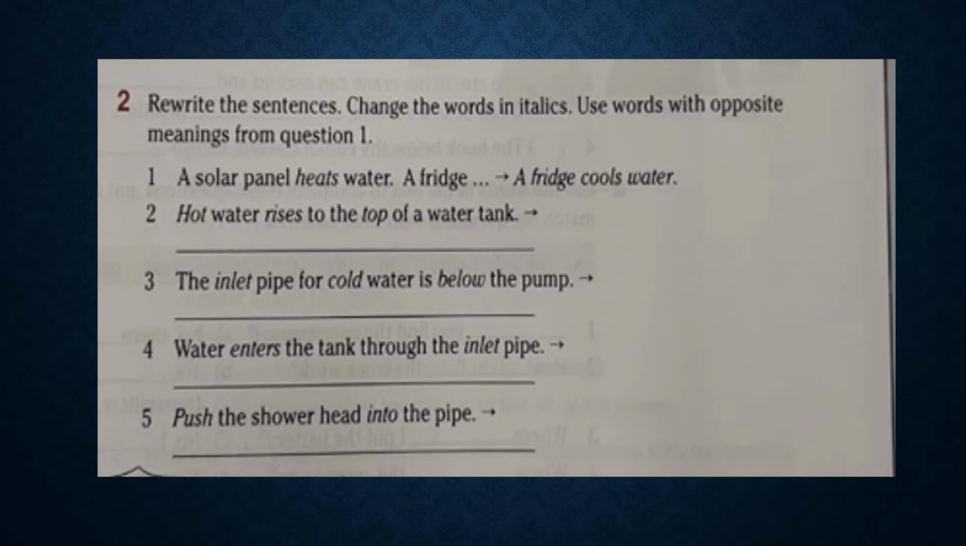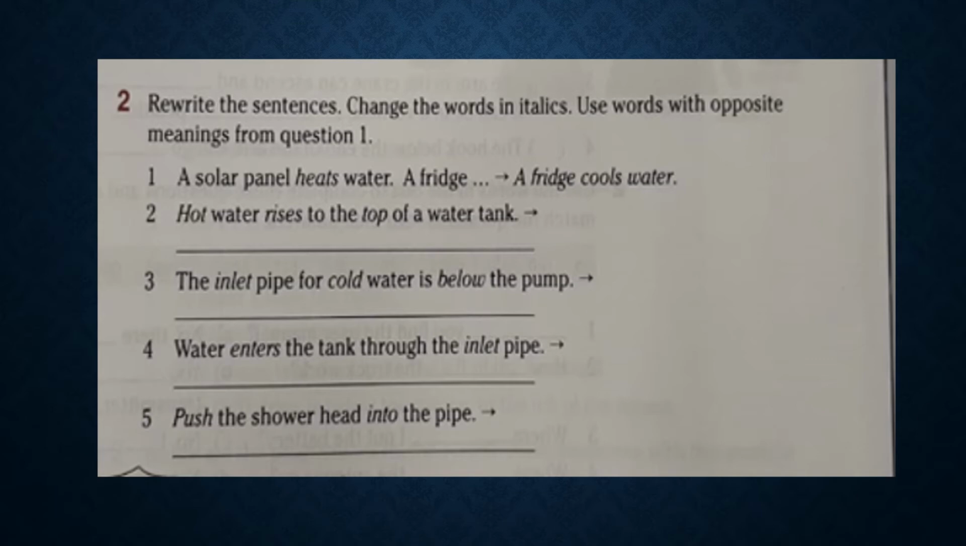We have an example, which is number 1 here, which says a solar panel heats water. We need to change solar panel into fridge. So we say a fridge cools water. So we see a solar panel heats water while a fridge cools water. These are 2 sentences with opposite meanings.